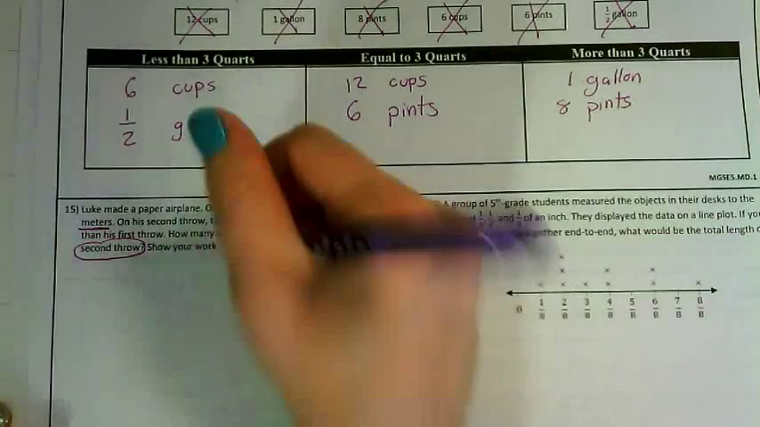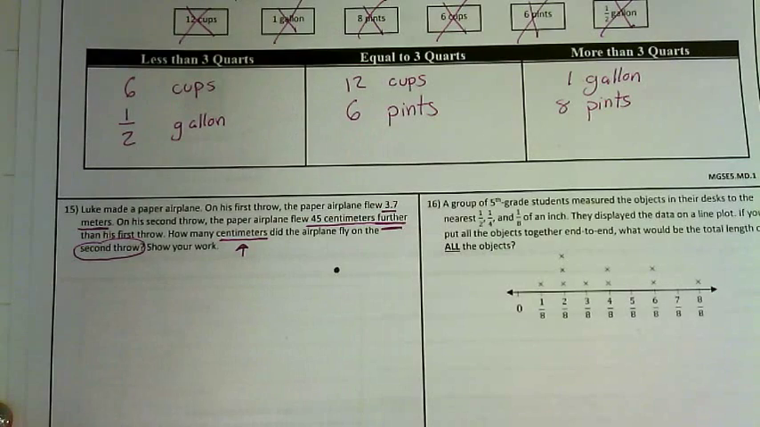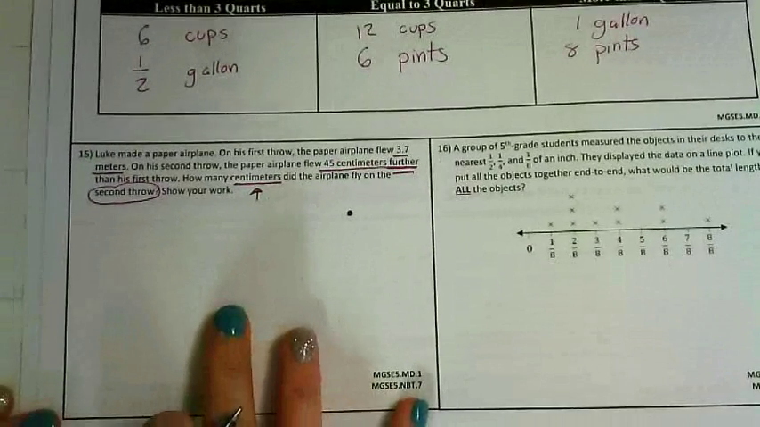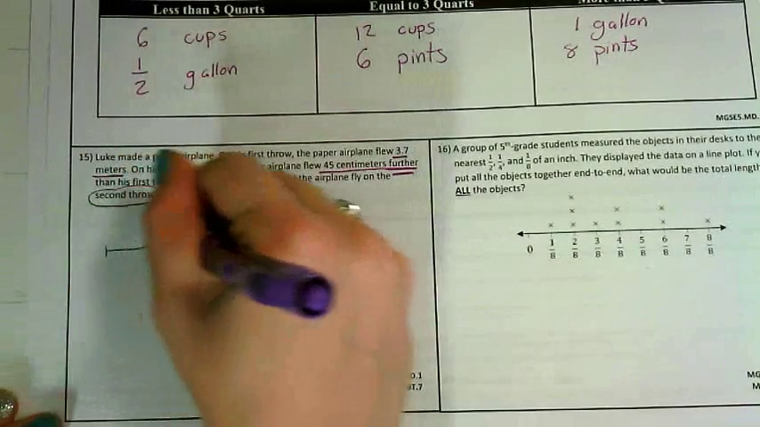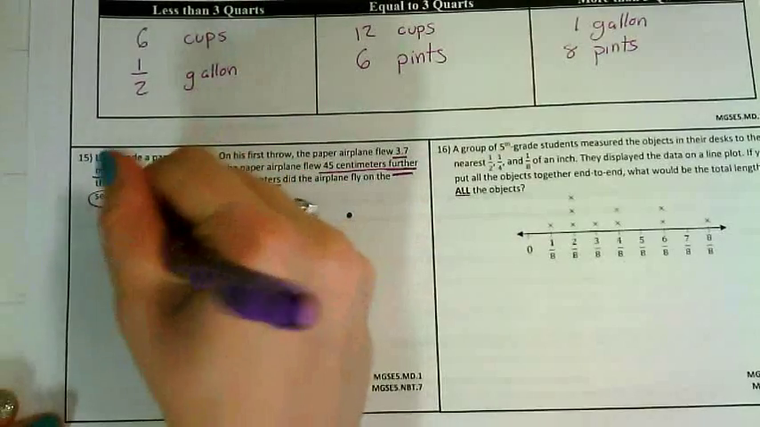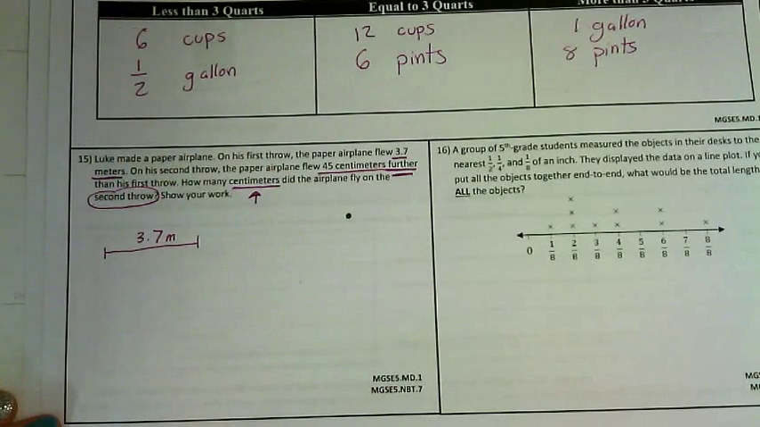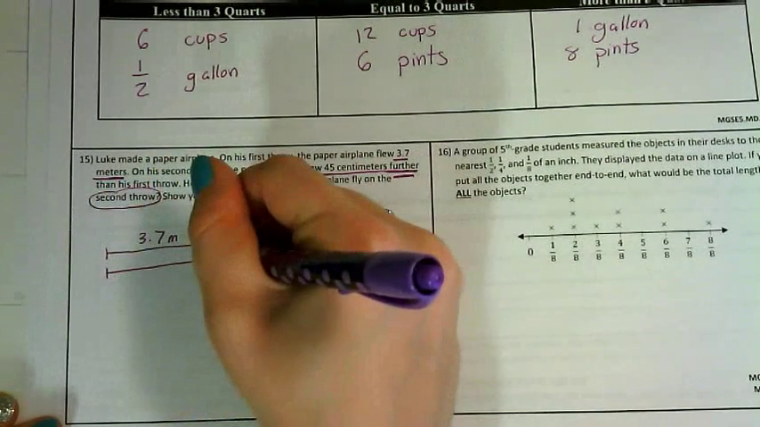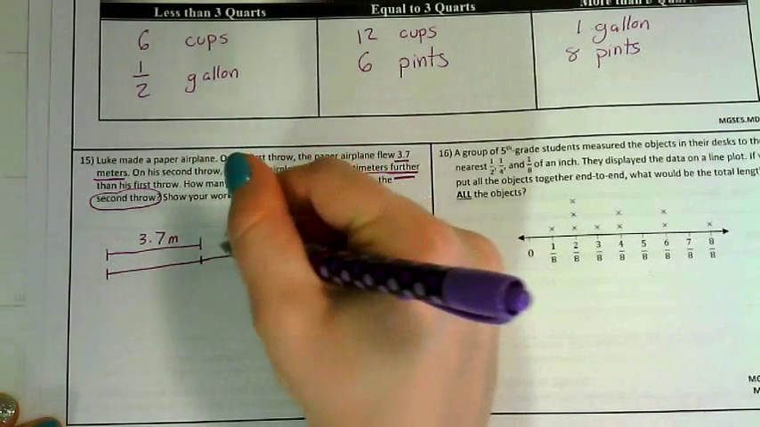So I know that my answer is going to need to be in centimeters, and I'm looking at that second throw. All right, so I'm going to use this space to do some work. The first thing I know is on his first throw, he's going to throw it 3.7 meters. On his second throw, he's going to throw it 45 centimeters further. So his second throw is going to go that far, and then it's going to go 45 centimeters further.